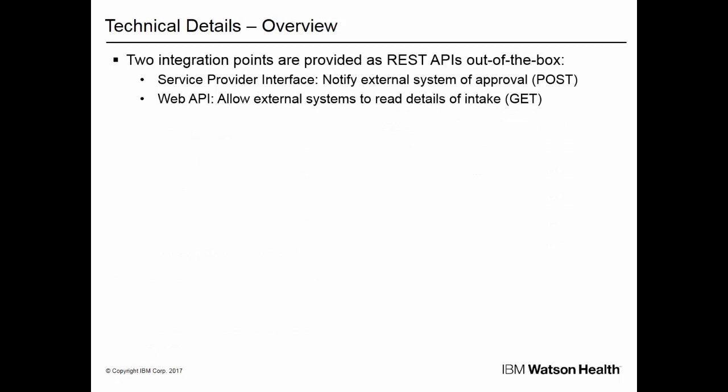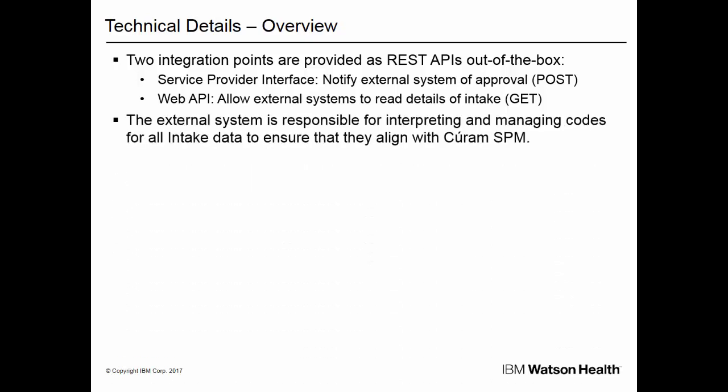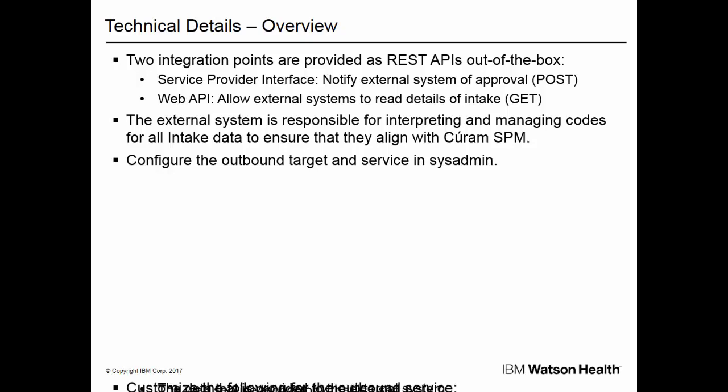Two integration points are provided as REST APIs out of the box. Service Provider Interface, to notify external systems of approval, and Web API, to allow external systems to read the details of the intake. The external system is responsible for interpreting and managing codes to ensure that they align with Kurum. You must configure the outbound target and service in the sysadmin application.